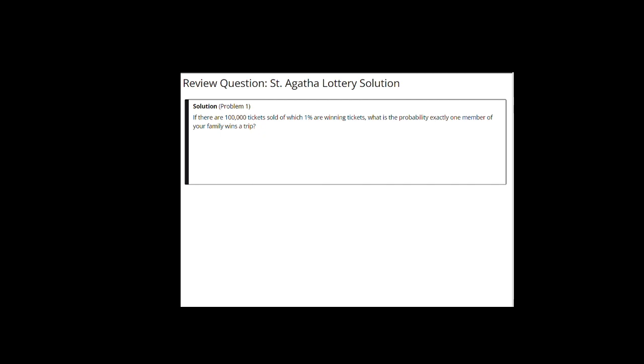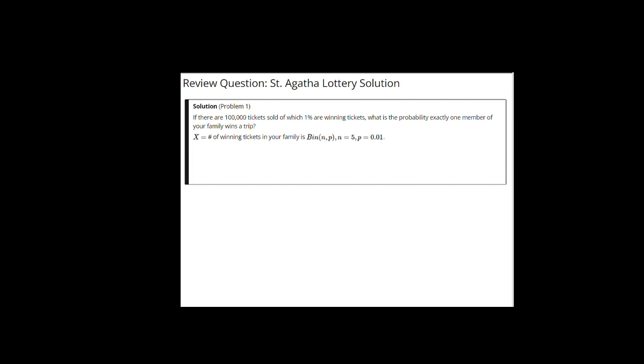Solution. Suppose there are 100,000 tickets sold, of which 1% are winning tickets. What's the probability exactly one member of your family wins a trip? Well, the fact that there are 100,000 tickets sold indicates that the winning tickets are unlikely to vanish as you buy your 5. Whether you sampled with or without replacement makes virtually no difference to the distribution in this case.